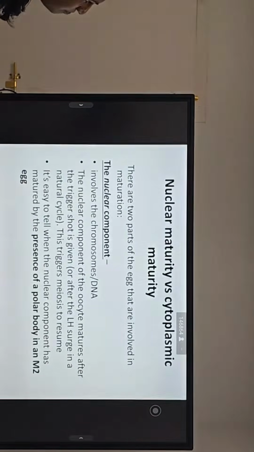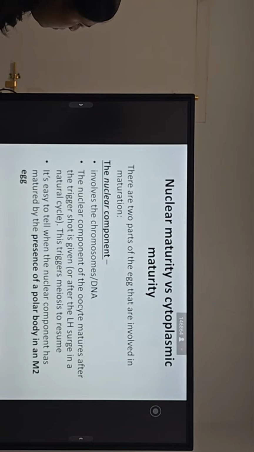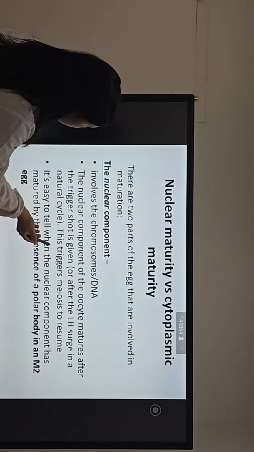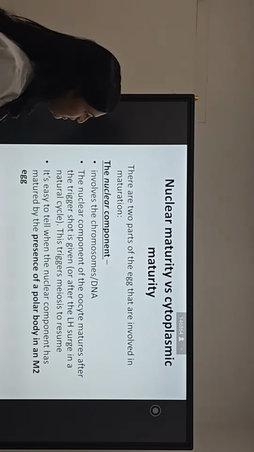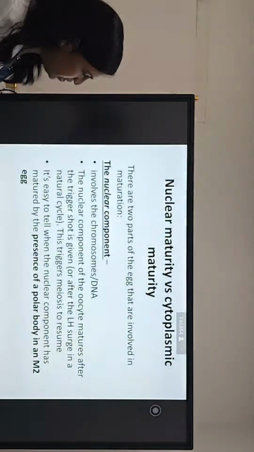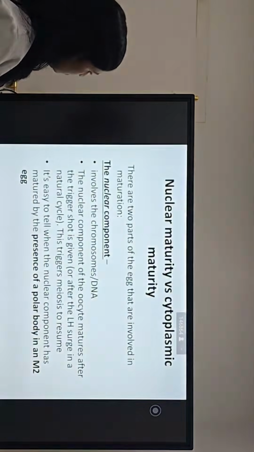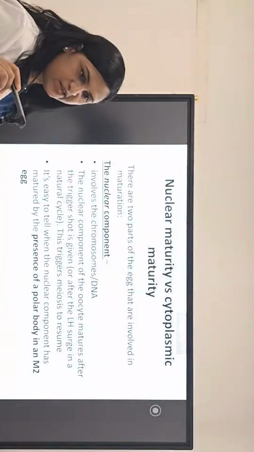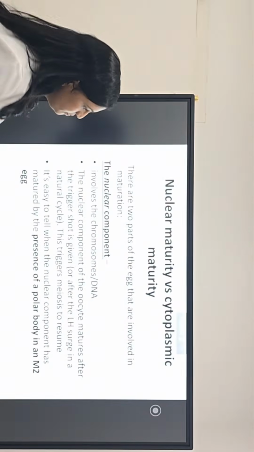Now coming to nuclear maturity versus cytoplasmic maturity. The nuclear component of the egg involves the chromosomes and the DNA. And this matures after the trigger shot is given, or after the LH surge in the natural cycle. This triggers meiosis to resume. So if there is a presence of a polar body, the nuclear component has matured.